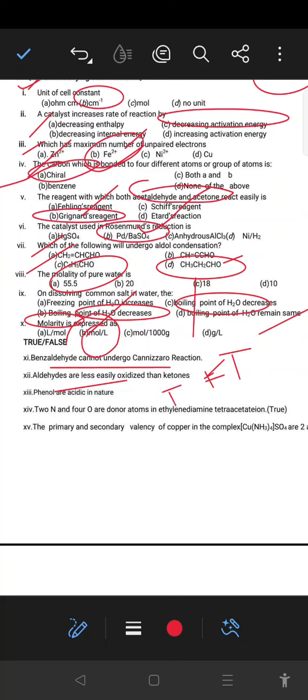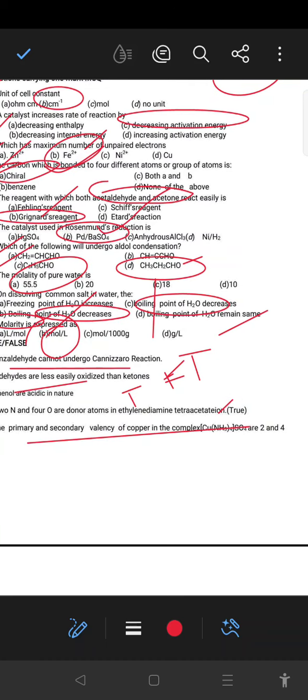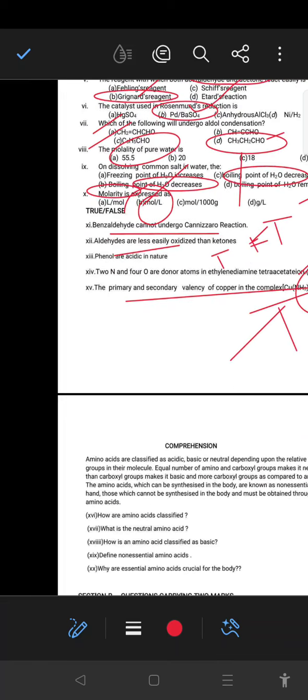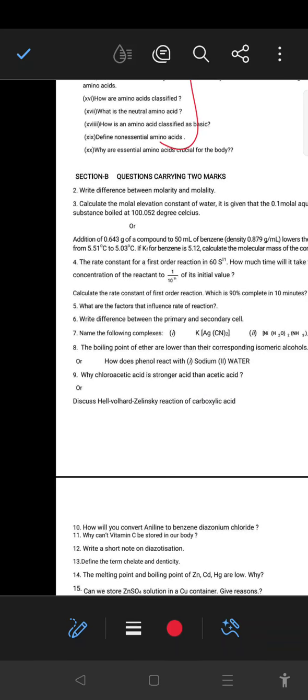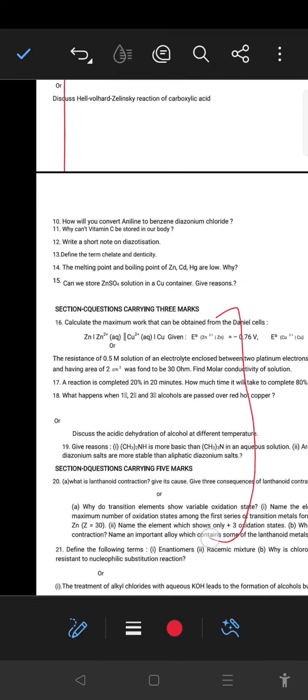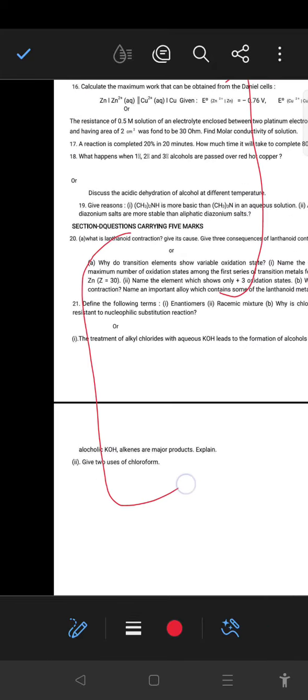2 nitrogen and 4 oxygen are donor atoms in ethylenediamine. This is also a true statement. The primary and secondary valencies of copper in the complex [Cu(NH3)4]SO4 are 2 and 4. This is also a true statement. Okay. So next paragraph is question, you can easily go through that. Next, that is section B, 2 marks carrying questions. After that 3 marks carrying questions, and last that is section D, 5 marks carrying questions.